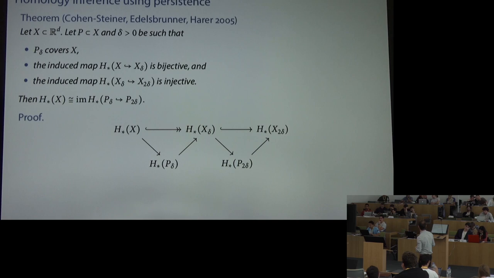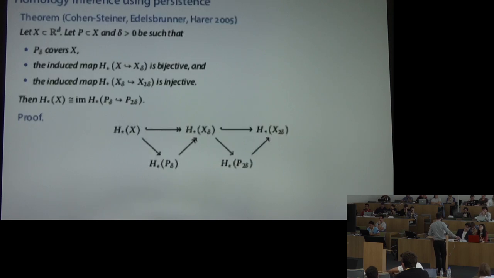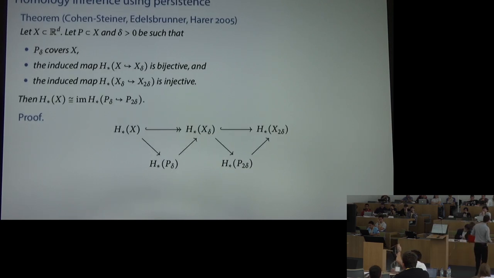And now we just use some very basic linear algebra. So let's look at the first map here, the horizontal map on the left. And this is injective and surjective. And it's the composition, because this diagram commutes, of the zigzag, the two maps going down and up again. If the composition of two maps is surjective, then certainly the second map in this composition is surjective. Let me mark this by drawing this double-headed arrow. Right? So the map in homology from P delta to X delta is guaranteed to be surjective.